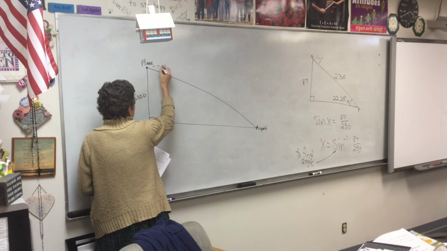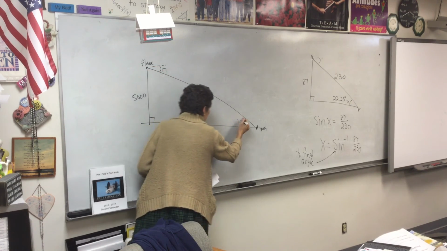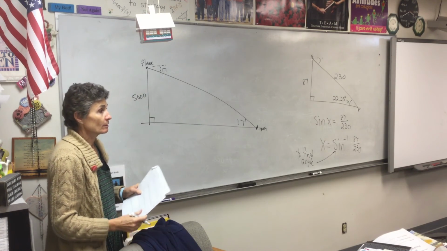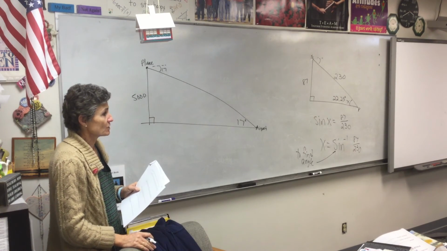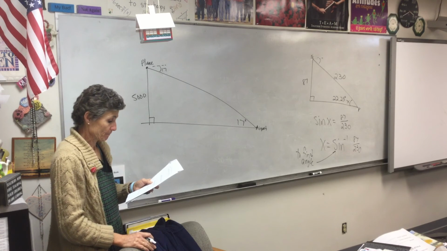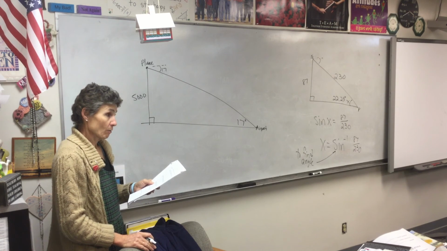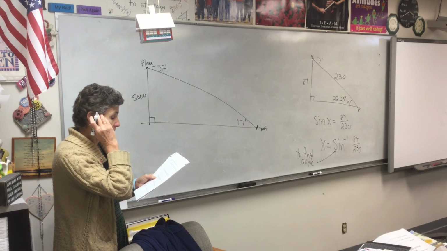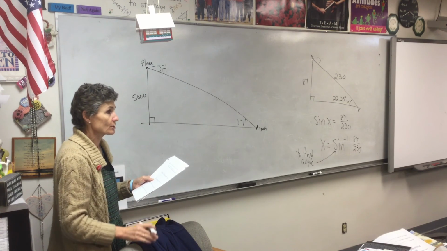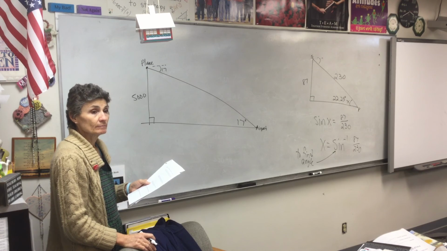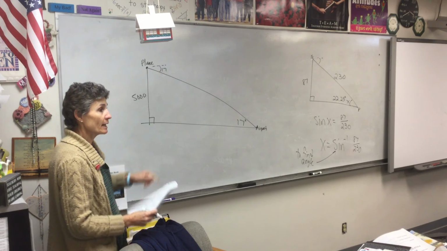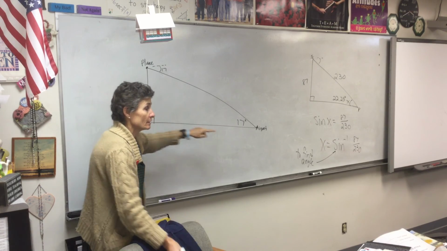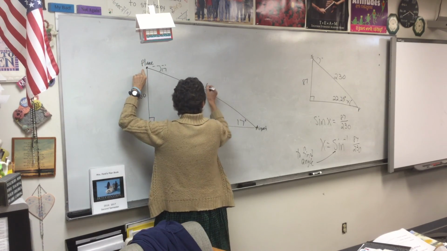Now I can put the 17 here. I'm going to put it here. The angle of depression and the angle of elevation are always the same. Now, where does the X go? How far is the plane from the airport? To the bottom. Where is the plane? Where is the airport? How far apart are they? Wouldn't that be right here?